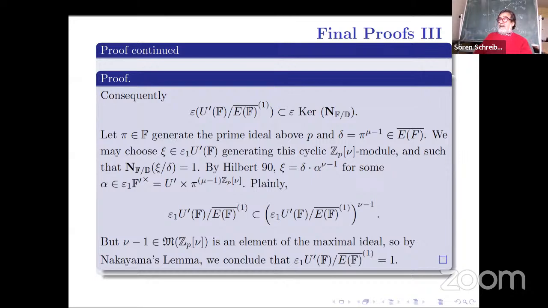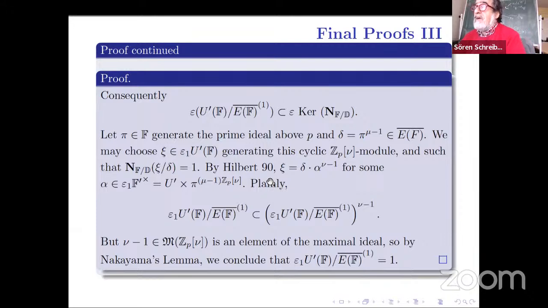And it implies that psi is a global unit times alpha to the mu minus 1 for some alpha in the completion of F, component epsilon 1. But this completion is U prime times my delta to the Z_p nu. So it follows that this quotient lies in the augmentation of U prime F. And then I can apply Nakayama and deduce that U prime F over E bar F is a trivial module.